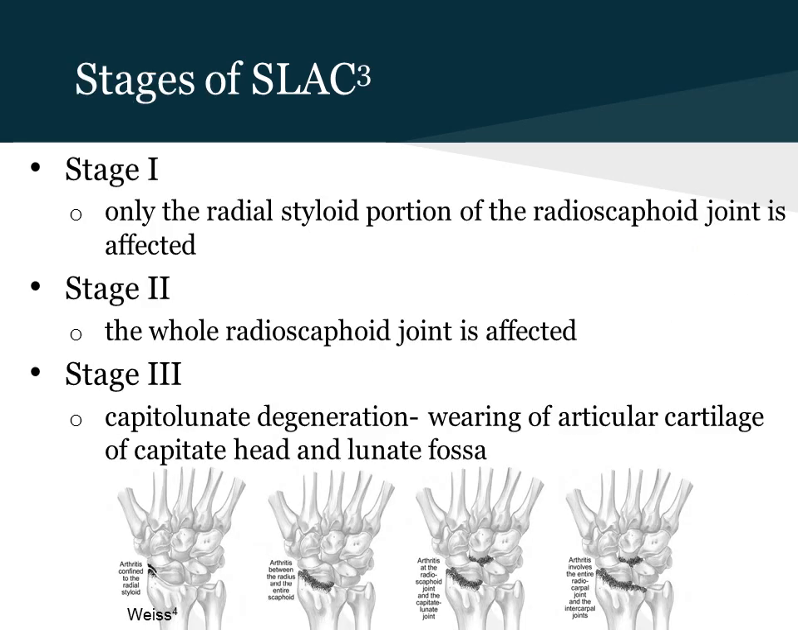There are 3 stages of SLAC which delineate the order of progression of SLAC. In stage 1, only the radial styloid portion of the radioscaphoid joint begins to show some degeneration. In stage 2, the entire radioscaphoid joint is affected. Finally, in stage 3, there's degeneration of the articular cartilage of the capitate and the lunate fossa.